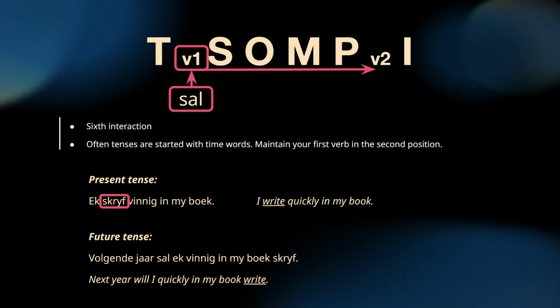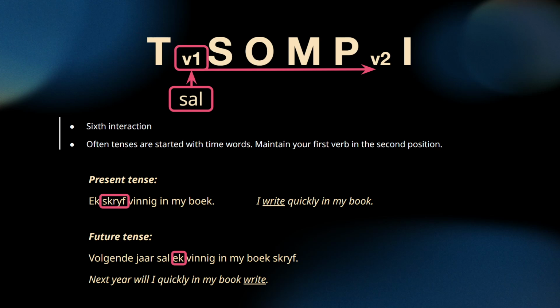Ek skryf vinnig in my book. I write quickly in my book. Now, in the future tense, I can begin with volgende jaar, which means next year. This now kind of implies that my sentence has to be in the future tense to make sense. Ek, you will see, is now moved past my first verb, that sal being my future tense indicator.